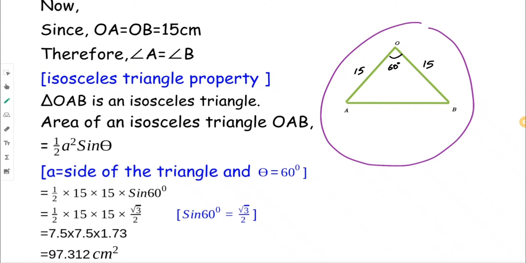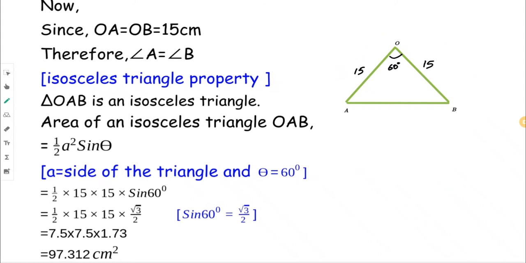But now there's another way of solving it. We'll just put directly the formula for the area of an isosceles triangle. What is the formula? Half times a squared sine theta. Remember, you can use the previous method, or you can use this. Clear? It's up to you. Theta is 60, and a squared is the side squared, and you can see the side is 15, and because it is squared, you write it 2 times. Then sine 60, what is the value of sine 60? Root 3 by 2, trigonometry.